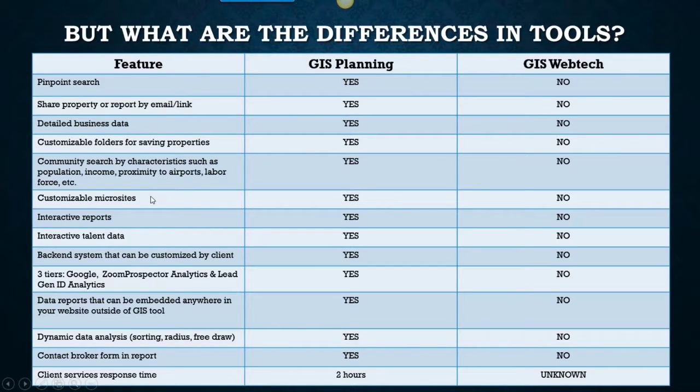Customizable microsites, interactive reports, which means it's live, on the fly, very responsive. GIS planning provides all of that, as well as interactive talent data. We talked about talent data earlier. And a back-end system that can be customized by a client.